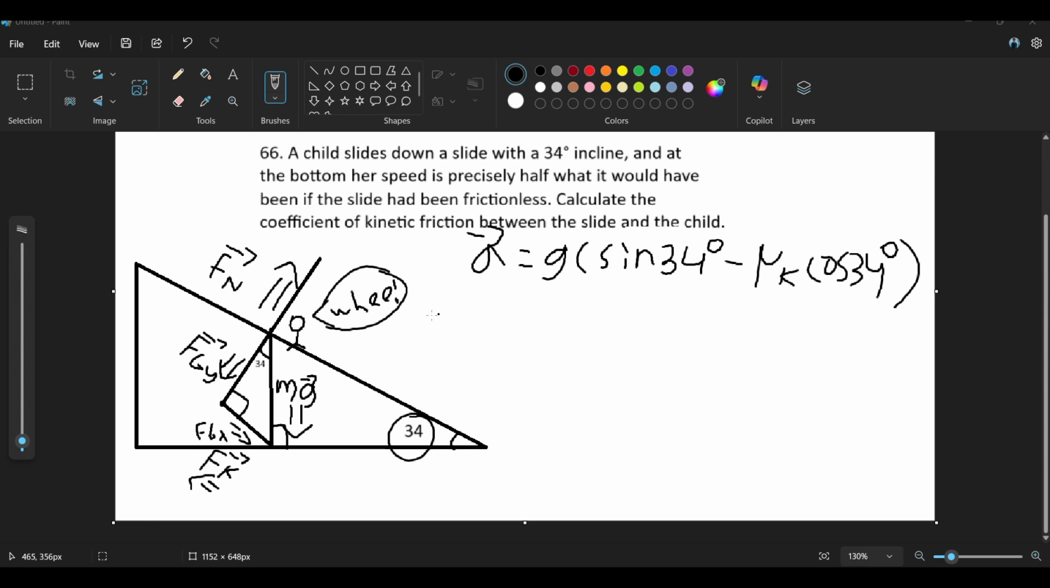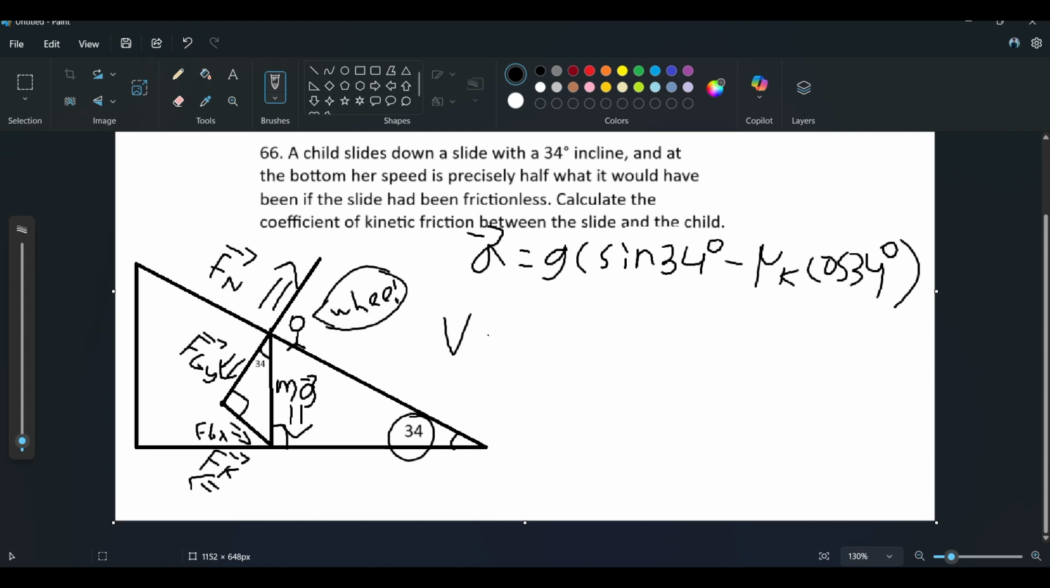Okay, so this is the acceleration of the child when she experiences friction, right? This is her acceleration along this incline if she experiences kinetic friction. Since we don't know time or anything, it would be best to use the kinematic equation where we have final velocity squared. So we can substitute this in for a, and then we can get an equation for velocity if she experiences friction.